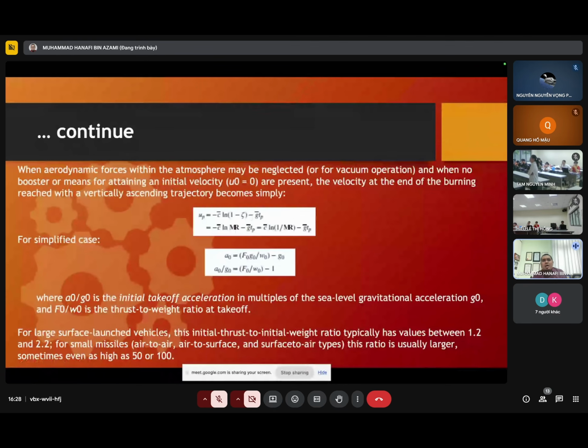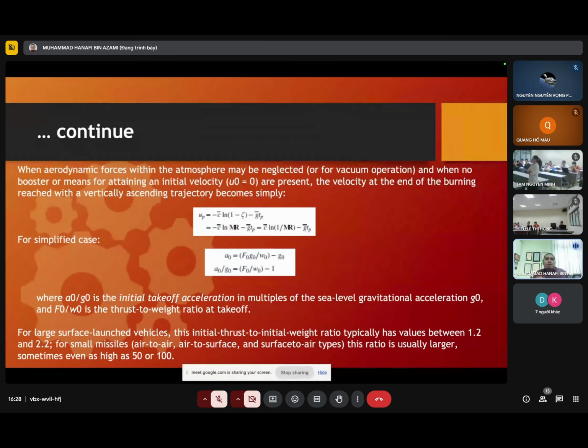This is the maximum. Why do you need to calculate up? Because this is the maximum velocity at the cut-off point, at MECO, when the fuel finishes burning. When you can determine this velocity, you will know how far it can reach, the apogee, and how far it can travel in horizontal distance. That is why they want to calculate up, the cut-off velocity.